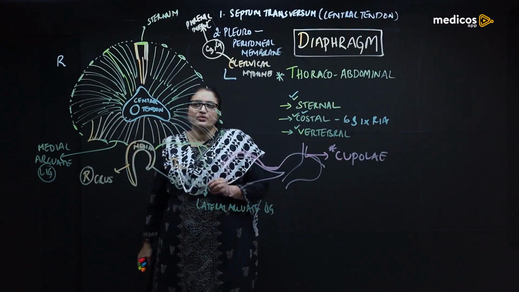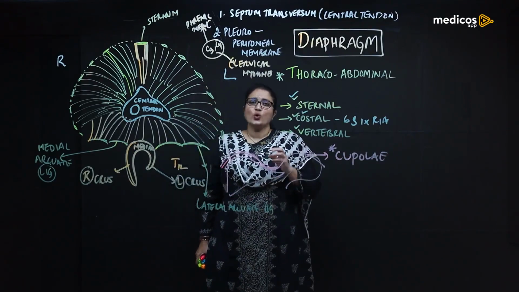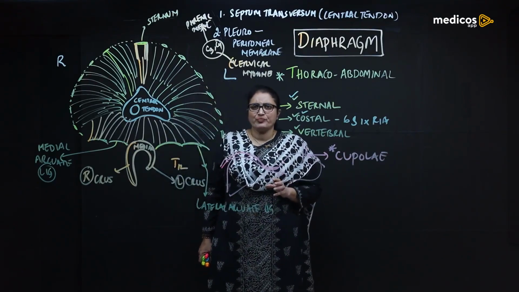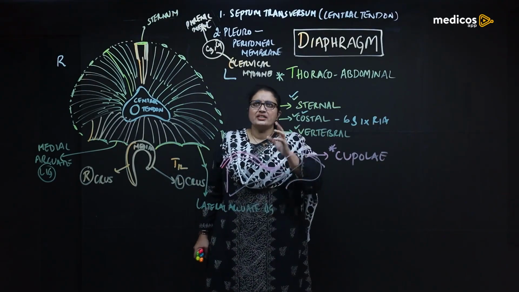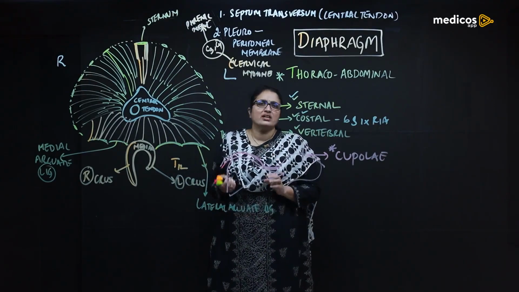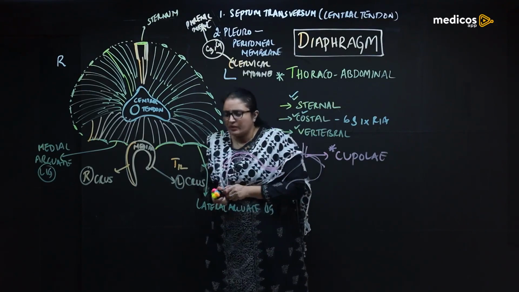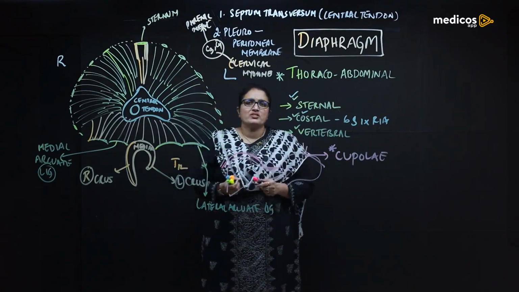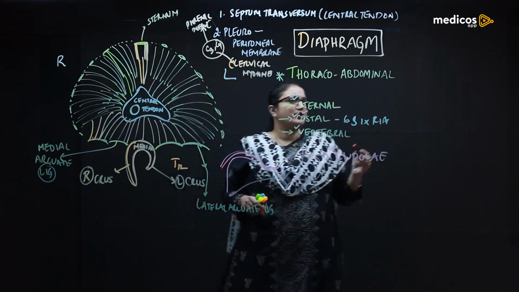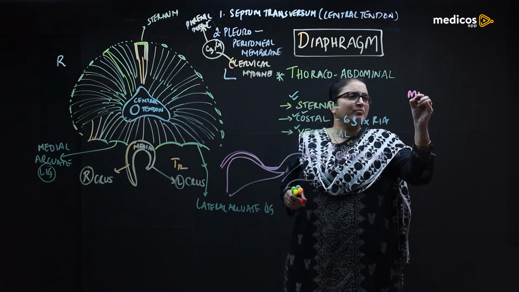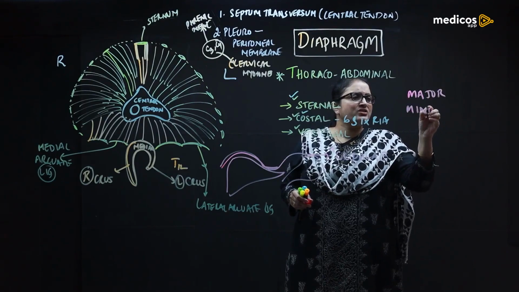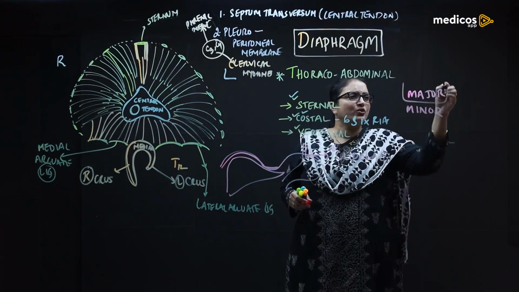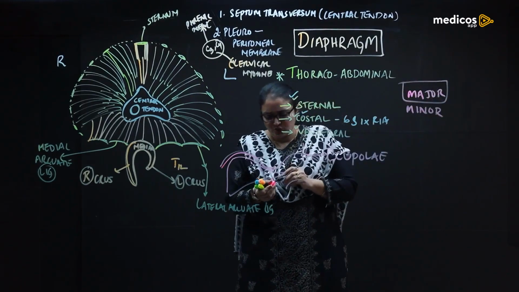So at this point, you need to understand that there are certain openings in the diaphragm. After understanding the origin, insertion, development, and nerve supply, please also understand that there are some openings in the diaphragm. Some are major and some are minor, so you need to concentrate more on the major openings. So what are these major openings?